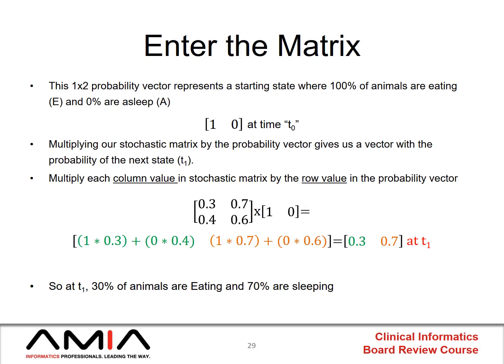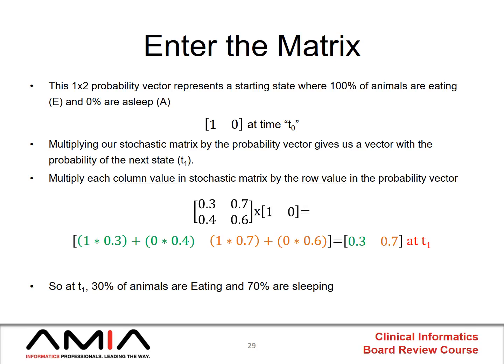And this is where it gets a little bit tricky. And this is where, if you have learned matrix multiplication or matrix math in the past, it'll be a little bit easier. But if not, again, I'm going to show you the more intuitive way to do this that doesn't require matrix math in the later slides. So if we want to figure out what the probability is at time 1, given that at time 0 they're starting with 100% of animals eating and 0% of the animals asleep, we have to multiply that 2x2 stochastic matrix by the 1/0 probability vector.